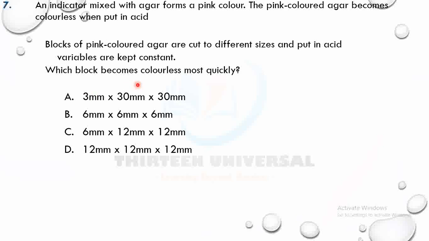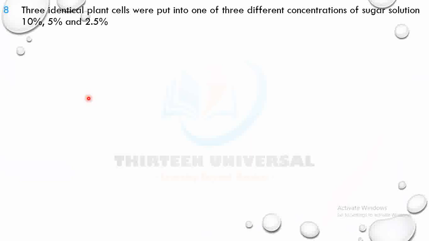Okay, because the one that becomes colorless most quickly is A, because it has the smallest length. Is that okay? Don't waste time there. Don't start doing the calculation, because the identical plant cells were put into one of 3 different concentrations of sugar solution. So you can see that. Okay, one is 10%, 5%, 2.5%. Okay, so let's go on.